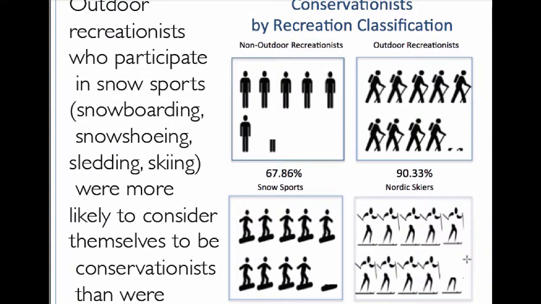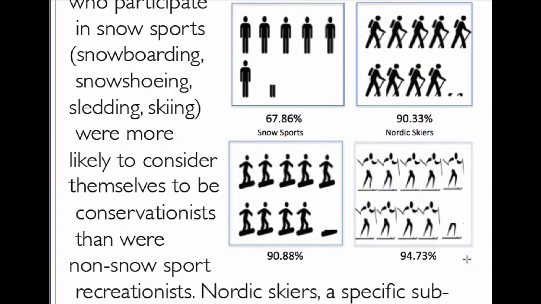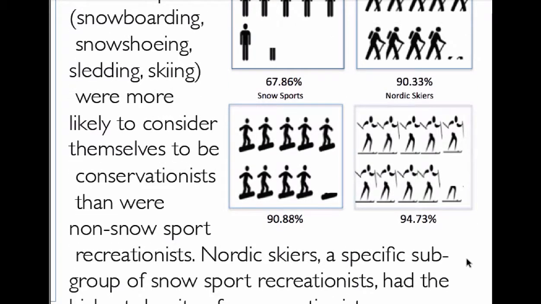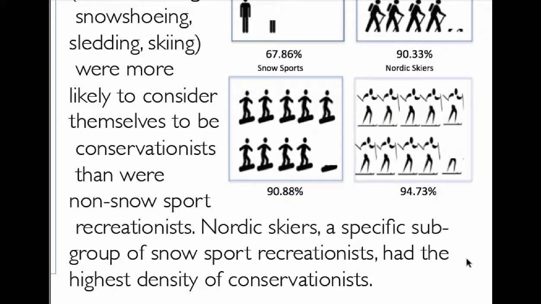Additionally, outdoor recreationists who participate in snow sports, snowboarding, snowshoeing, sledding, skiing, were more likely to consider themselves to be conservationists than were non-snow sport recreationists. Nordic skiers, a specific subgroup of snow sport recreationists, had the highest density of conservationists.